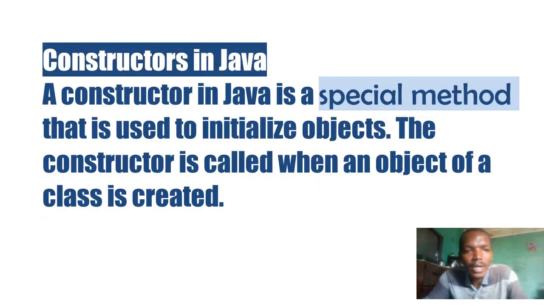Constructors in Java. A Java constructor is a terminology used to construct something in our programs. A constructor in Java is a special method that is used to initialize objects. The constructor is called when an object of the class is created. It can be used to set initial values for object attributes. So when we create an object, a constructor is called to set initial values for the object attributes.